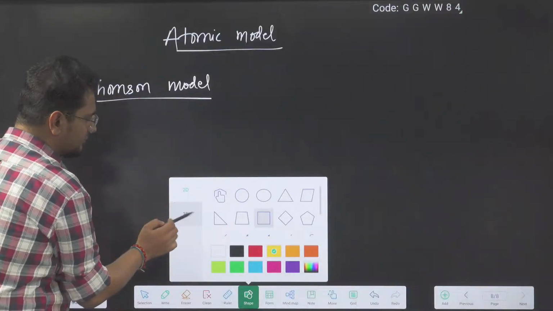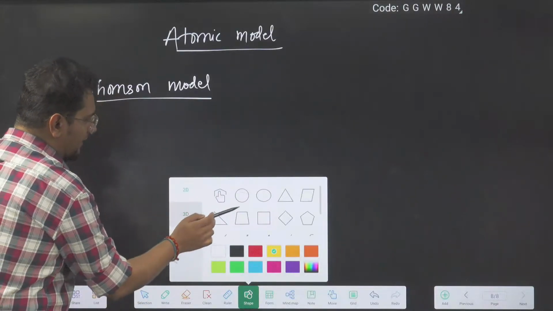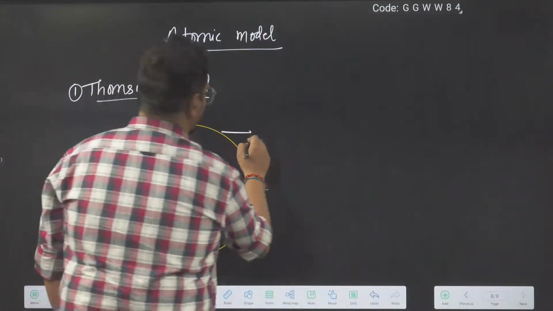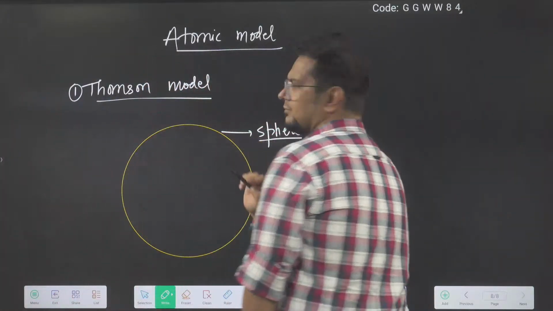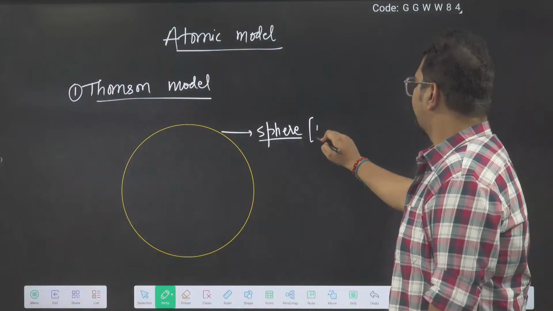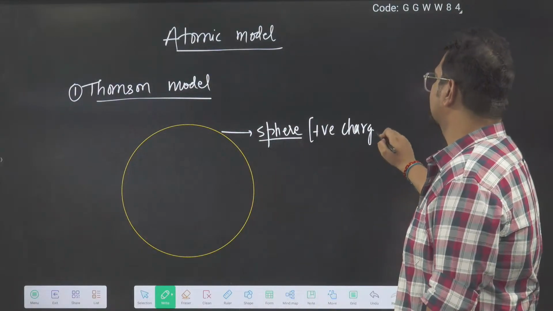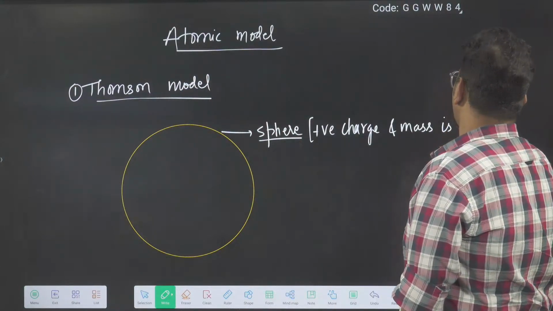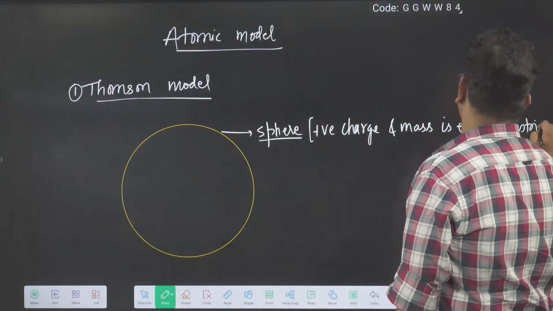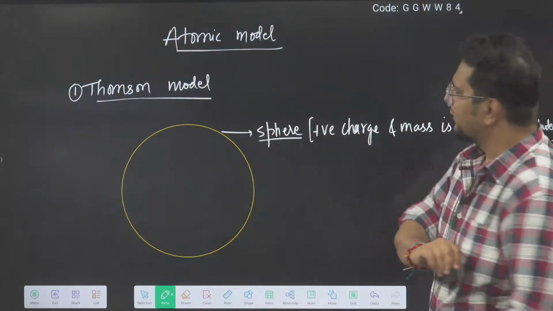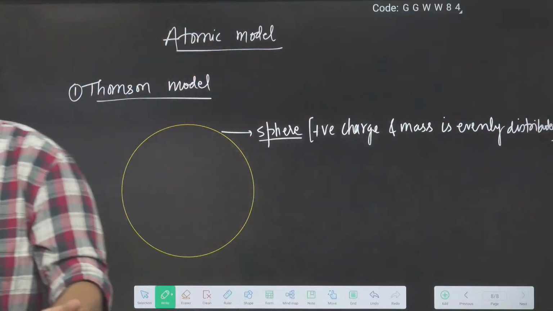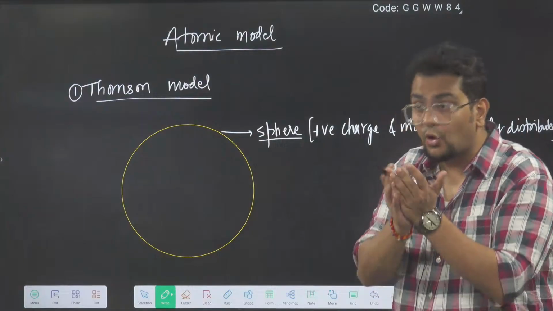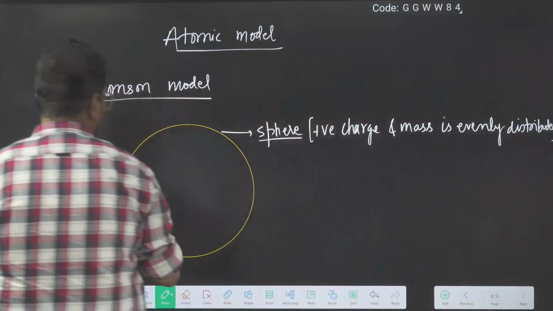He said that the atom is like a sphere. The shape of the atom is a sphere, a positively charged sphere. So positive charge and mass are evenly distributed. According to Thomson, the positive charge and the mass, all charge and all mass, are evenly distributed inside the atom, which is wrong. We will prove it, but this is what Thomson said.